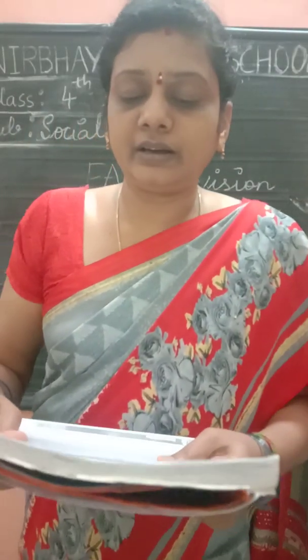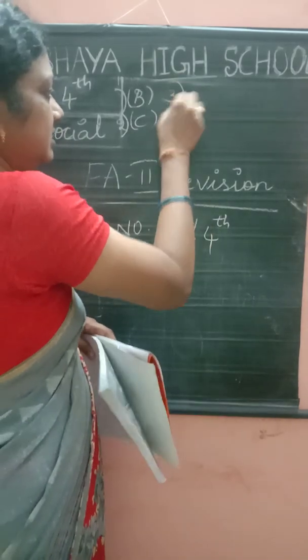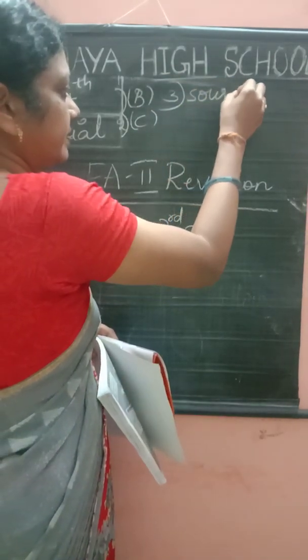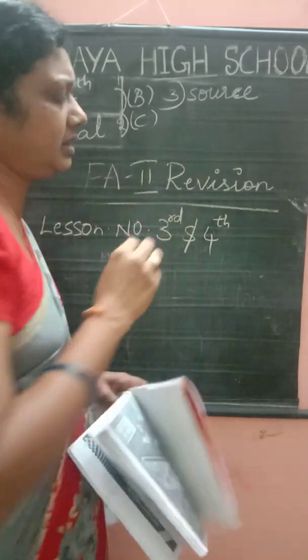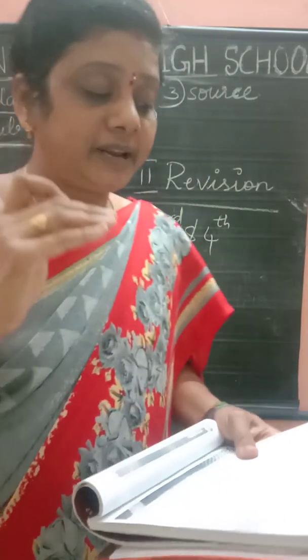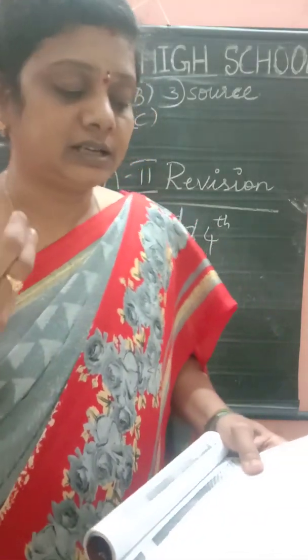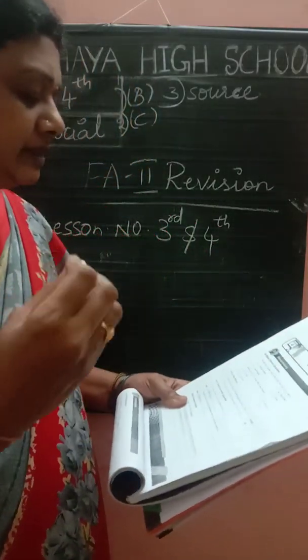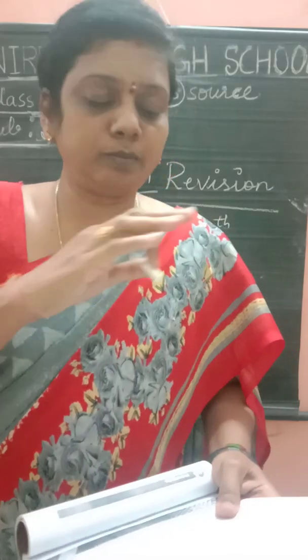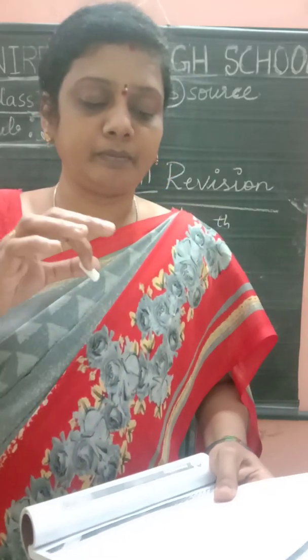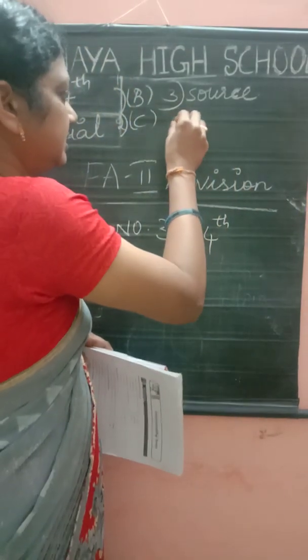The second one is done, and the third one, children. The place where a river begins its journey is called its source. It is source. And the fourth one, children. Soil brought down from mountains by rivers is called silt.